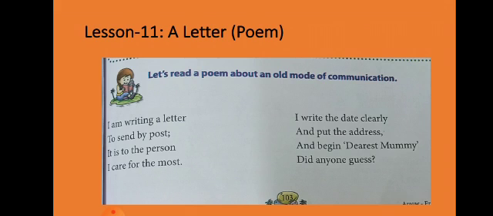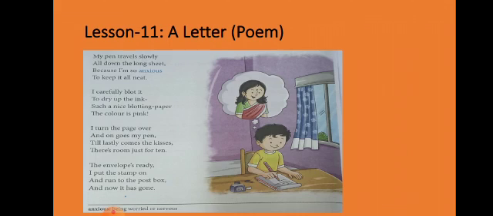And first, how is she writing the letter? I write the date clearly. So the first thing we should write is the date clearly. And then she writes the address. Below that we write the address. Then comes the salutation, to whom we are writing. Now starts the main part of the letter. So she is addressing it as Dearest Mummy. With this we can guess that this letter is being written to her mother.